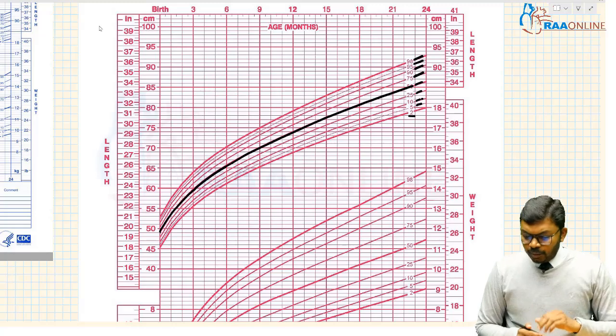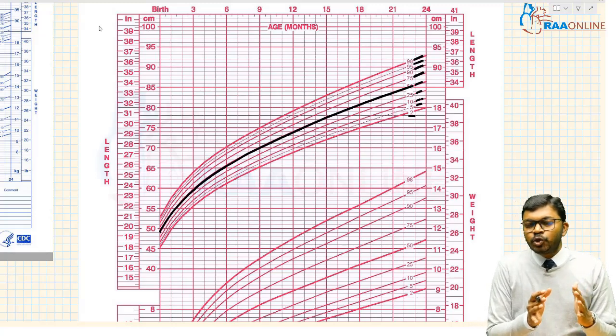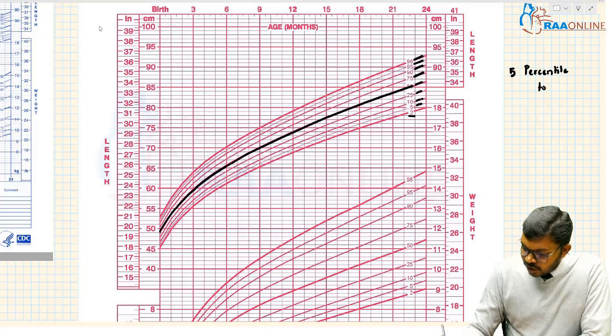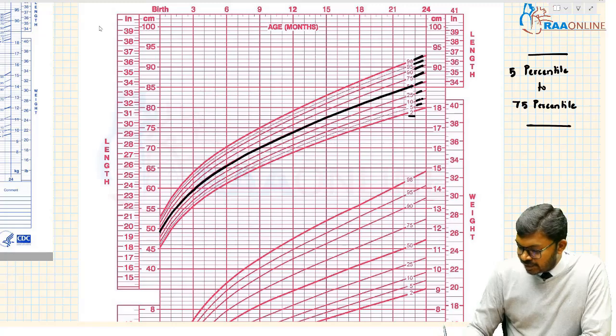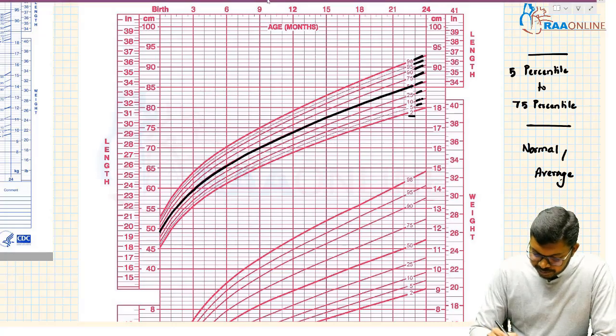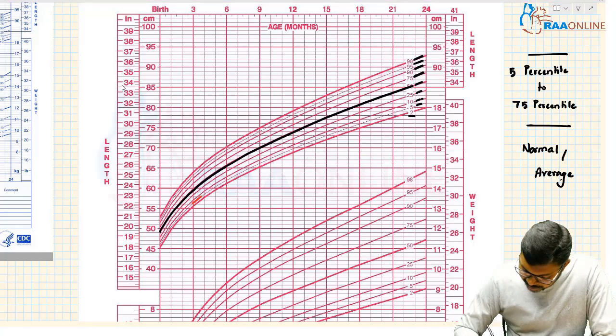Now, when it comes to a range, we have something called normal range, isn't it? What is normal range? From the 5 percentile curve all the way to the 75 percentile curve, this is considered normal or average. Which means if a child's data falls in between these lines, we are going to consider that data as normal data, doctors.